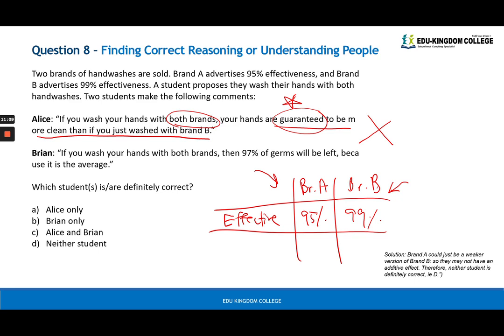Brian says if you wash your hands with both brands, then 97% of the germs will be left because it is the average. Now, Brian also is not correct. Again, we don't know any information about them used together. Okay, we only know them separately, so we cannot conclude that the average would therefore be the result of them being used together. So neither student is correct. Option D is your answer.